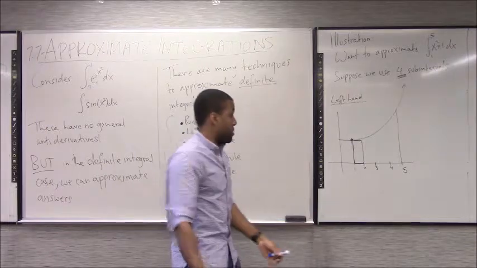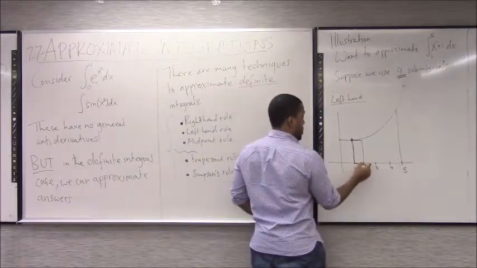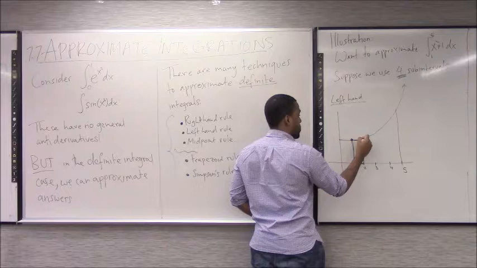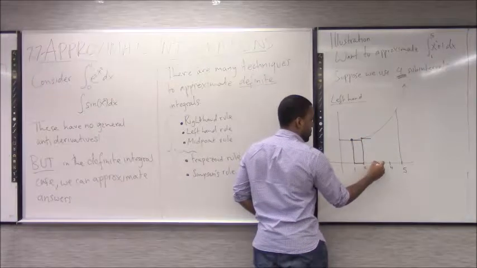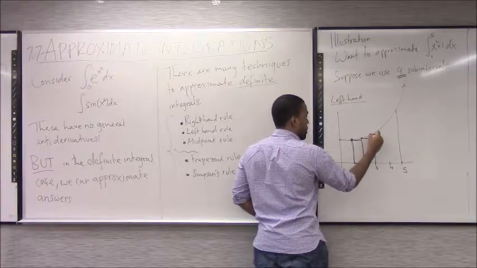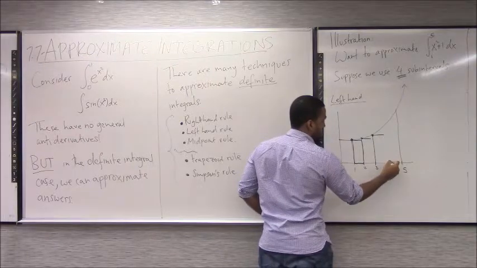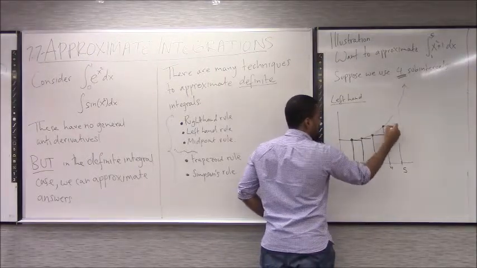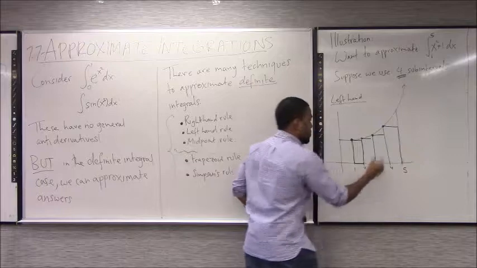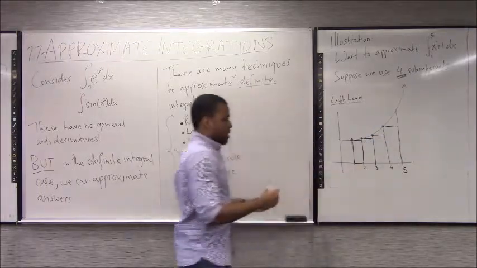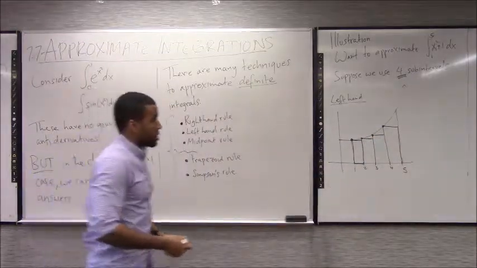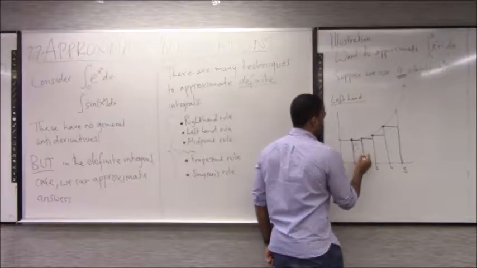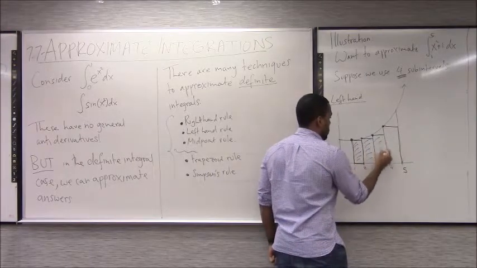And I do this for every subinterval. So from 2 to 3, the left side goes up, hits the curve, that's the top of my rectangle. 3 to 4, the same. 4 to 5, the same. And so I will approximate the area under this curve by just adding up the area of these 4 rectangles that I just created.